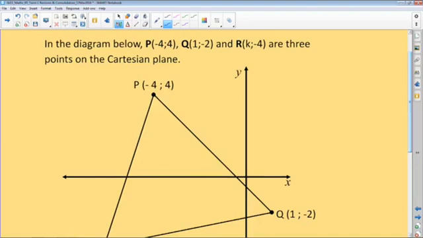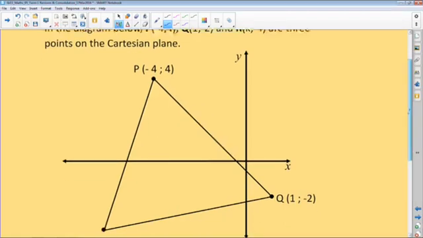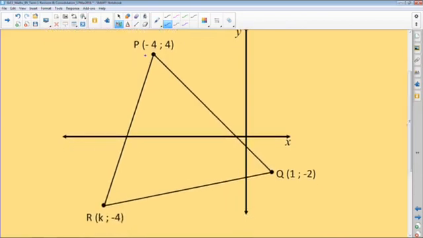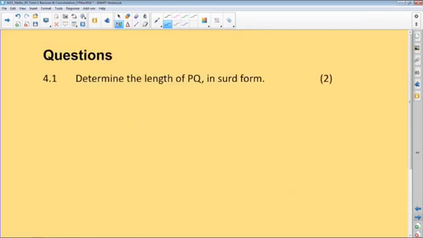All right, so here I've got a question in the diagram below. P(-4, 4), Q(1, -2), and R(K, -4) are 3 points on the Cartesian plane. Let's just look at those points. We've got P(-4, 4), Q(1, -2), and R(K, -4). So just familiarize yourself with this diagram because I don't have it in the other slides.